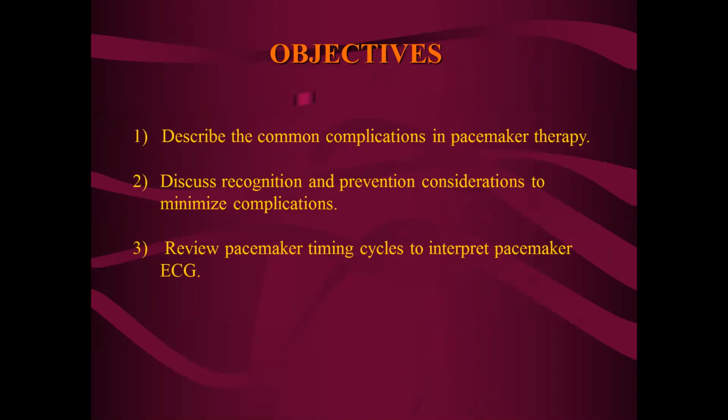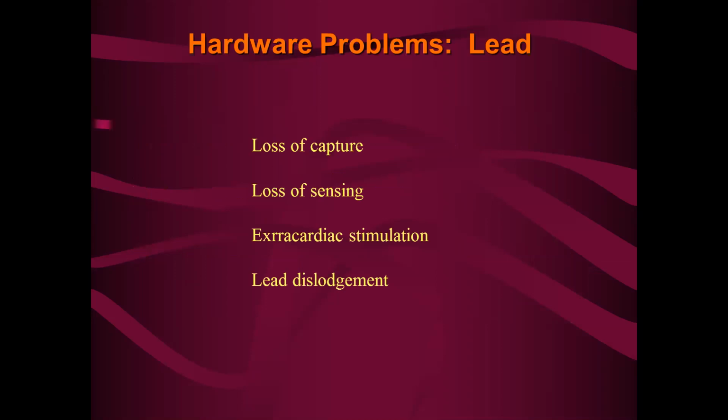So from the complications side, we just want to talk about some of the common complications that you may see in pacemaker patients, discuss the recognition and prevention considerations to minimize such complications, and as I mentioned, talk about pacemaker timing cycles. The complications that can come from a pacemaker procedure could generally be generated from a hardware issue. One of the common hardware problems is the lead. The lead is the weak link of the system.